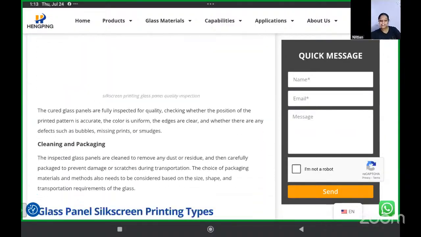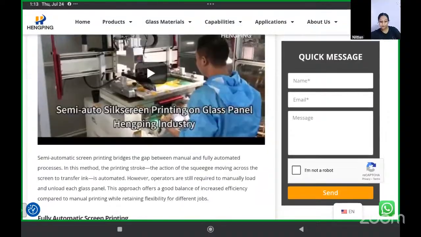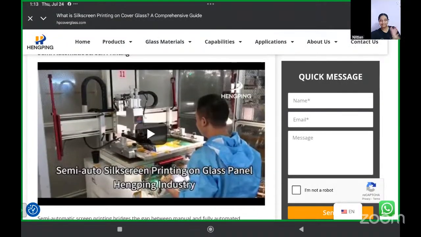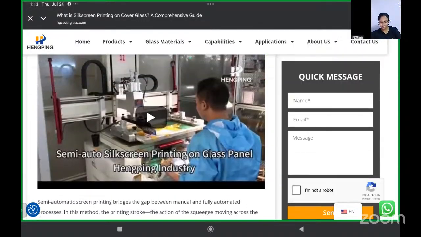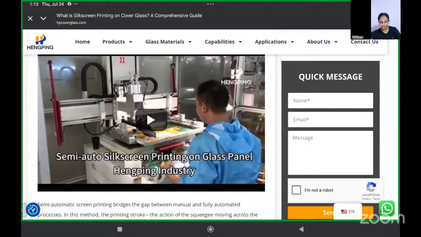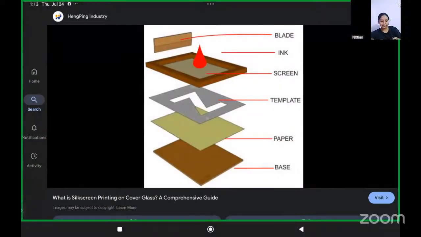I've watched this process for the first time in this much detail. Okay, we'll take a look at the next one. Hope you understood how it's done.